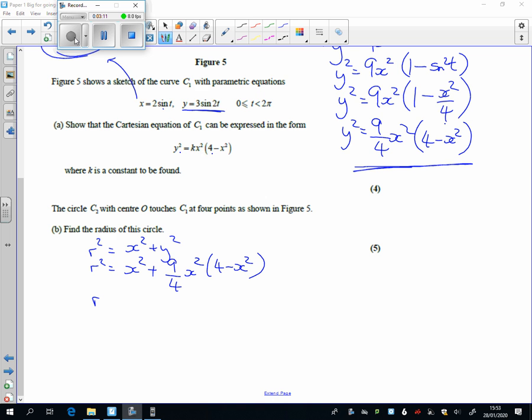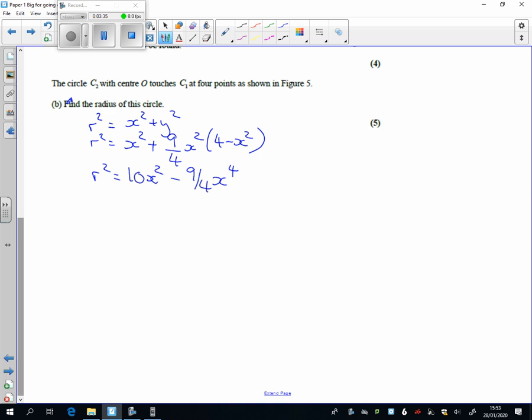Now I'm going to tidy that up. So altogether, I've got 10x squareds take away 9 over 4 x to the power of 4. That's just me multiplying out that and tidying it up. Now, that circle goes round as far out as that radius can go. So I'm going to differentiate it. So if I differentiate the left, I get 2r dr by dx. If I differentiate this side, I get 20x minus 9x cubed.